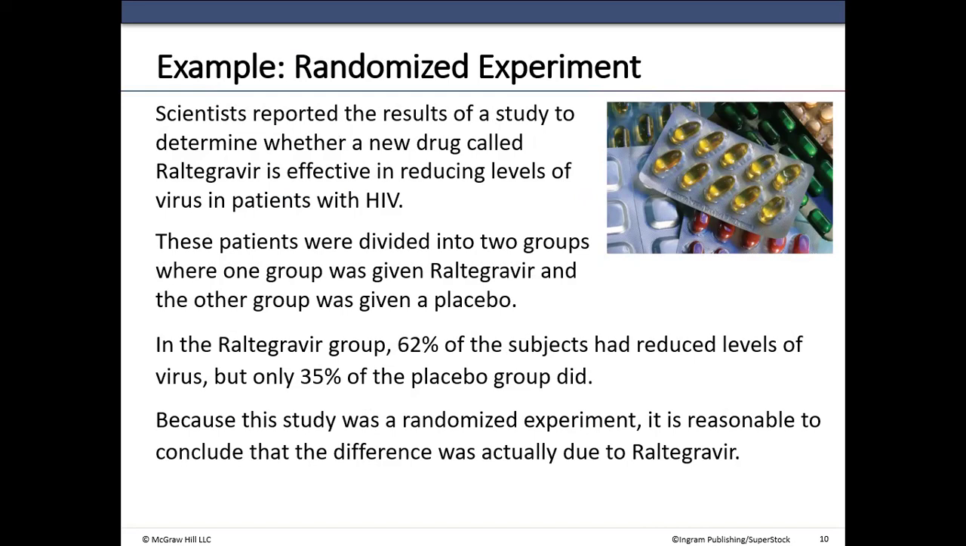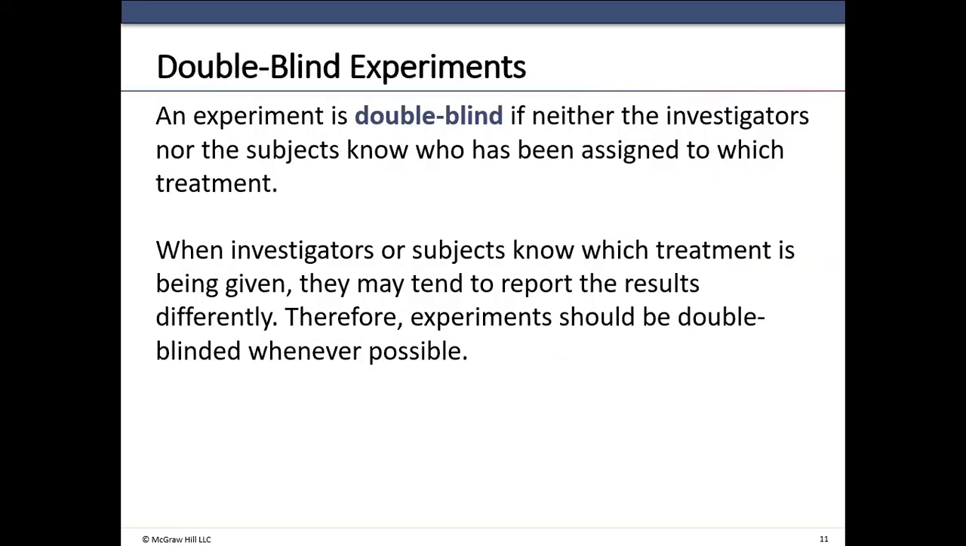In the raltegravir group, 62% of the subjects had reduced level of virus, but only 35% of the placebo group did. Because this study was a randomized experiment, what does it mean? The two groups were randomly selected. It is reasonable to conclude that the difference was actually due to raltegravir.